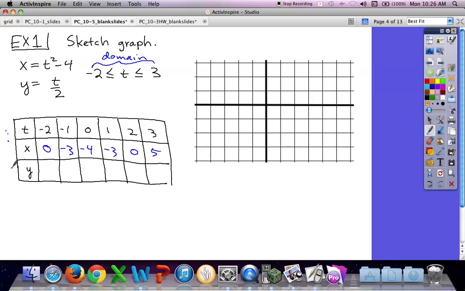Okay, now let's do it for the other equation. When t equals negative 2, then y is negative 2 over 2, negative 1, right? And negative 1 over 2 is negative 1 half. And 0 over 2 is 0. 1 over 2 is 1 half. 2 over 2 is 1. And 3 over 2 is 3 halves. Okay, so those are all the points that we want to graph.